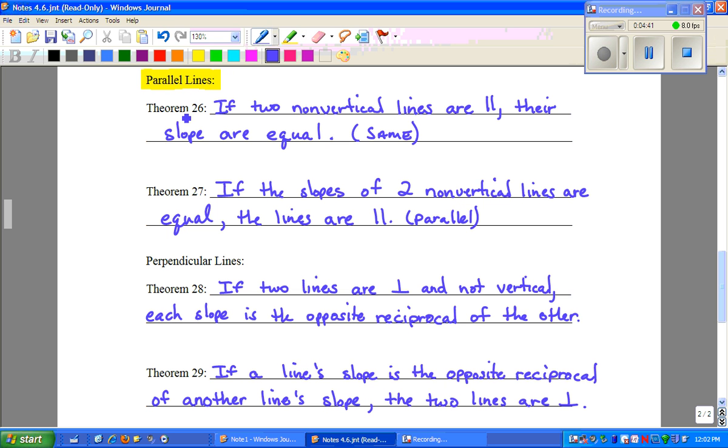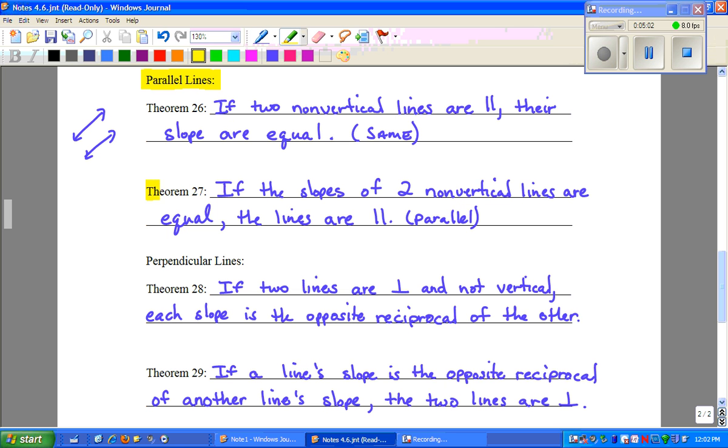The first one, theorem 26, says if two non-vertical lines are parallel, so you're starting with parallel lines, their slopes are equal. Beautiful, because what does that mean? Parallel lines never intersect. That means they have to slant the exact same way, so their slopes are going to be the same.